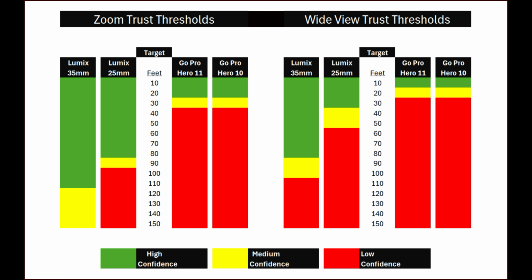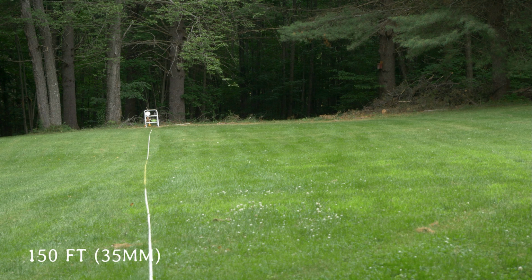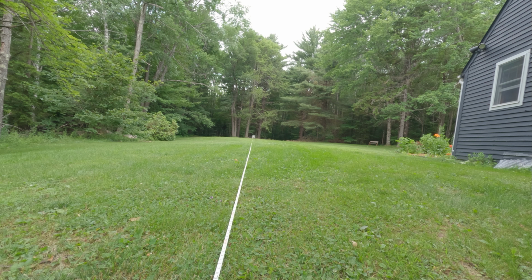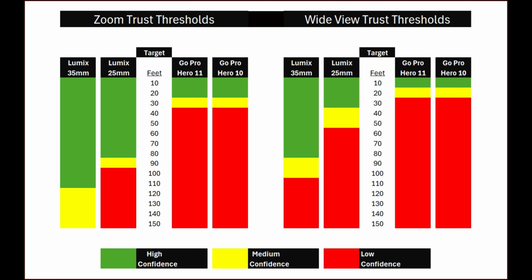So it's pretty clear that the Lumix 35 millimeter was the winner here for the zoom and the wide view test. And the GoPros didn't do very well at all. But the one thing that it's important to know is the 35 millimeter is a pretty narrow field of view. Even the 25 millimeter is a lot narrower than what you can see with the GoPros. And it seems like the more narrow the field of vision is, the clearer you're able to zoom in on things. It's not just the sensors are much better on the Lumix than the GoPro, of course.